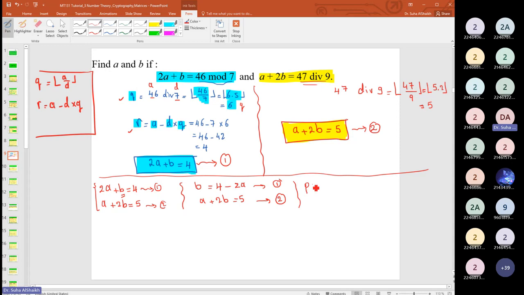Then I'm going to put equation 1 dash in equation number 2. How am I going to do this? I'll remove the B from here and put in its place 4 minus 2A. So we will have A plus 2 times (4 minus 2A) equal to 5. You got that? Two equations, and I solve them together.